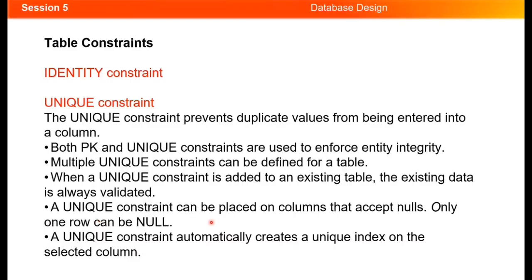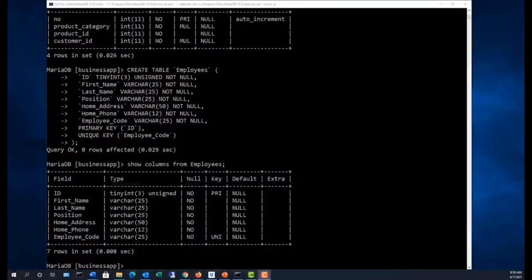A unique constraint can be placed on columns that accept nulls, and only one row can be null. So with a unique constraint, you can have a null value. With a primary key constraint, there are no null values accepted. Primary keys always have to be non-null. A unique constraint automatically creates a unique index on the selected column.